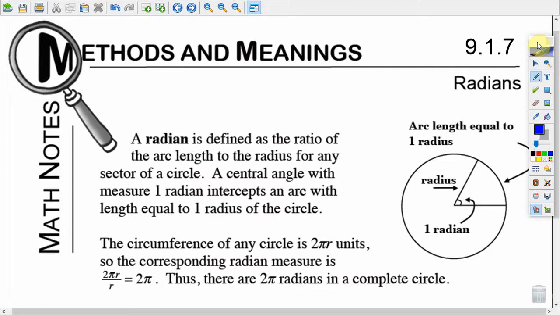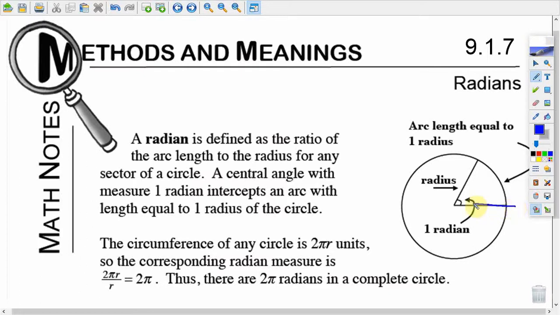A central angle with a measure of 1 radian intercepts an arc with length equal to 1 radius of the circle. The circumference of any circle is 2 pi r units, so the corresponding radian measurement is 2 pi r divided by r, which is just 2 pi. Thus there are 2 pi radians in a complete circle.